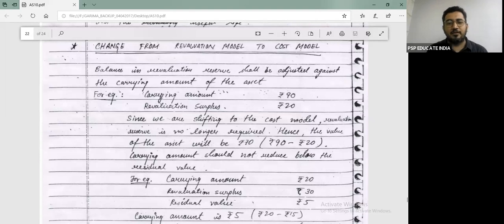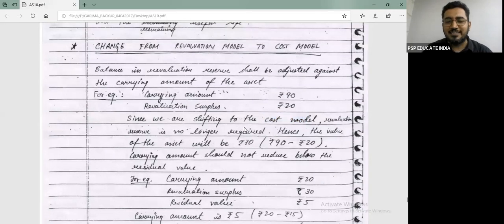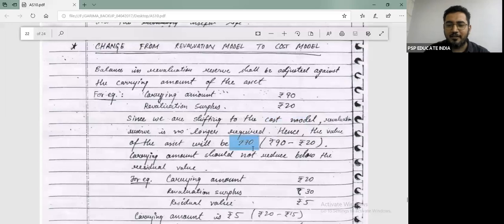Right, look at the next one. Your carrying amount is 90, your revaluation surplus is 20. Since we are shifting to the cost model, revaluation reserve is no longer required. That is exactly what we discussed. Because we are now going to the cost model, we don't need revaluation at all. Because we don't need revaluation, we will take off the revaluation reserve from the value of the asset. Hence, the value of the asset will be reduced to 70 rupees. That is exactly what you counted. The value will now come down to 70 rupees.